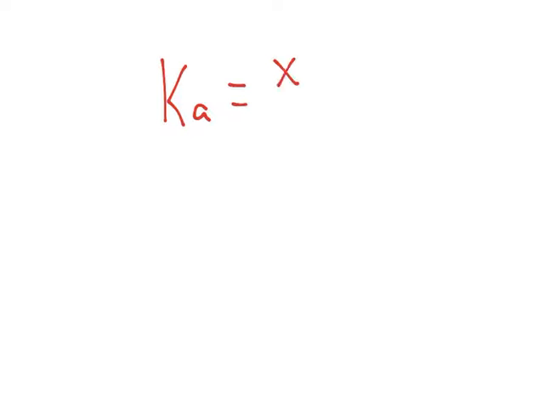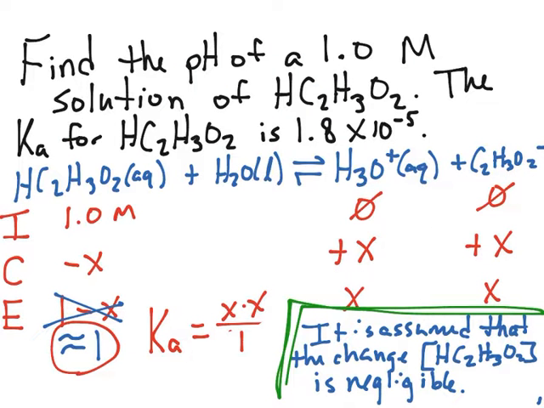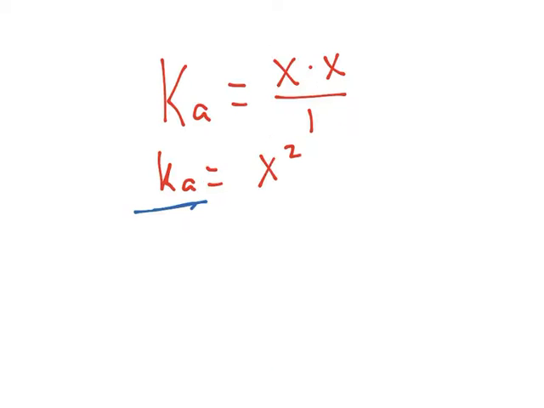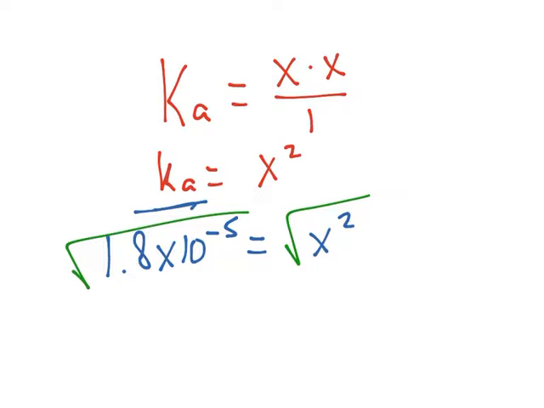Ka equals x times x over 1. Well, we can simplify that down. X times x is x squared, and nobody cares about dividing by 1. So now we simply just plug in the value for Ka, which is 1.8 times 10 to the negative 5th. So 1.8 times 10 to the negative 5th equals x squared. In order to solve for x, we'll square root both sides. And that winds up with an x value of 4.24 times 10 to the negative 3rd.